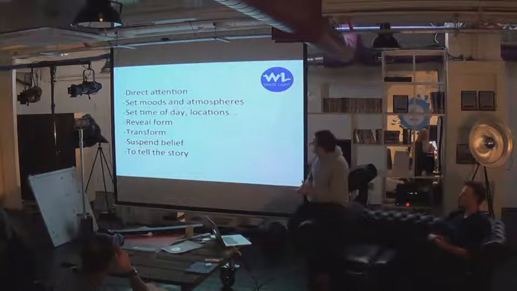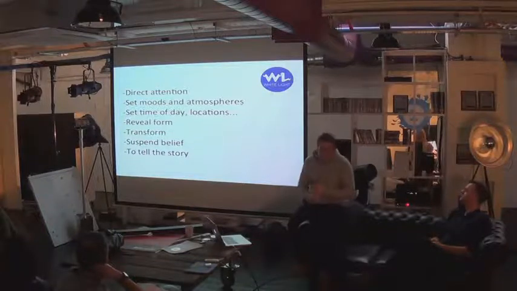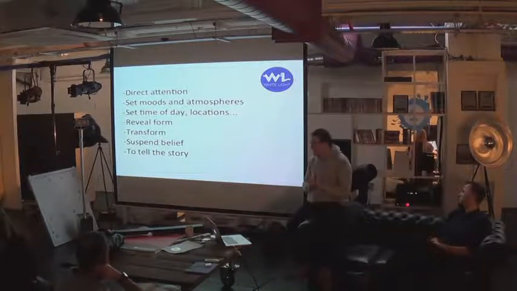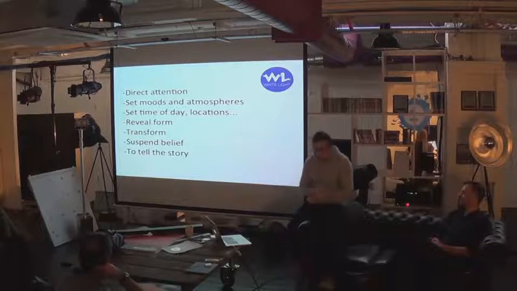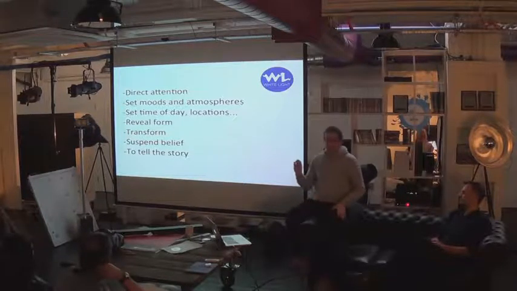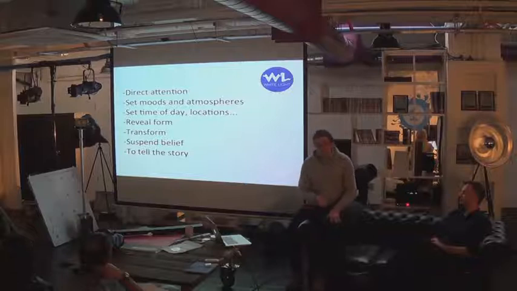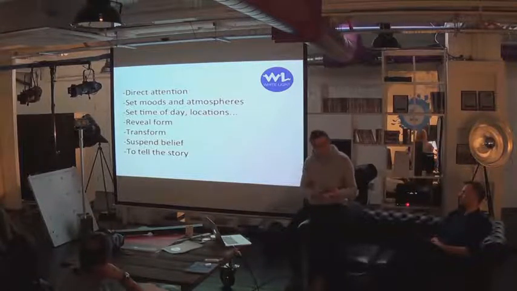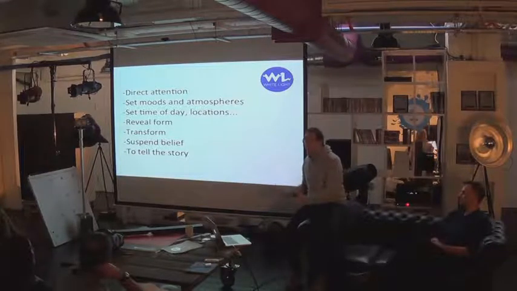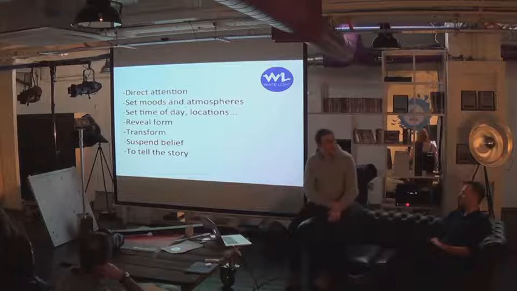So what we've been talking about, very, very simply, is directing attention, setting moods and atmospheres, setting time of day, setting locations, revealing form, transforming, suspending belief, and telling the story. And every single one of those points is as relevant to a piece of architectural lighting design, as a piece of theatrical lighting design, as a piece of event lighting design. Because purely by the choice of equipment and the choice of style of placement, where you decide to place that equipment, what colour you choose, and then what effect you want to create with that, you tick all those boxes in a particular way.